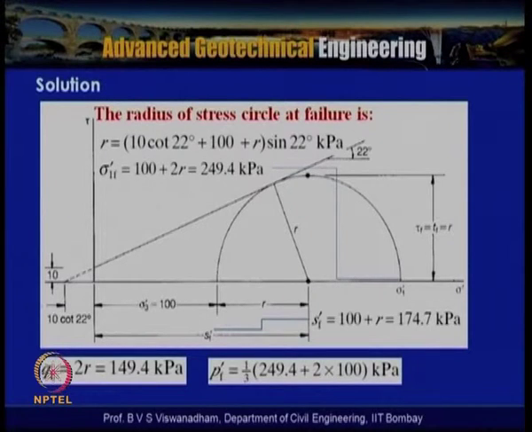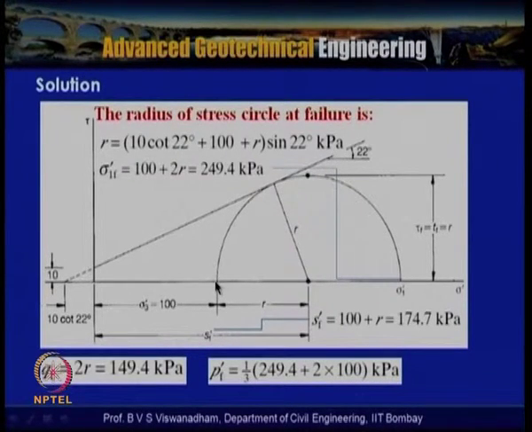Now from the given data, the cell pressure was given as 100 kilopascals, and the Mohr Coulomb failure envelope was given in the problem. So what we have done is that we have drawn the Mohr Coulomb failure envelope, and on the y axis it is tau and on the x axis it is sigma dash. Here this ordinate is 10 kilopascals, which is the cohesion ordinate, and 22 degrees is the friction angle. Now we know that sigma 3 is 100 kilopascals, given at this point.